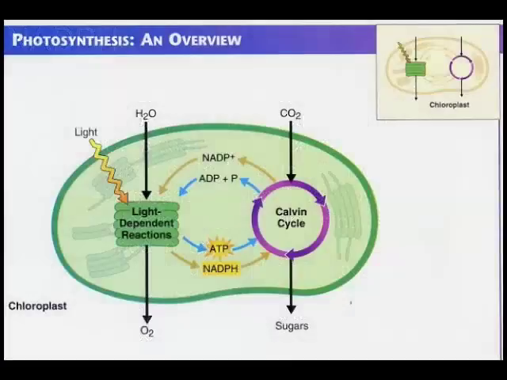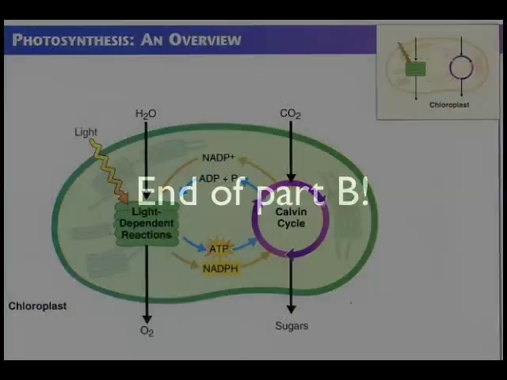Now, photosynthesis can be broken down into 2 major pieces. First are the light-dependent reactions, where the ATP and the NADPH is created. That moves to the Calvin cycle, where glucose and other types of longer forms of energy are created. And that's where we'll pick up in our next podcast.